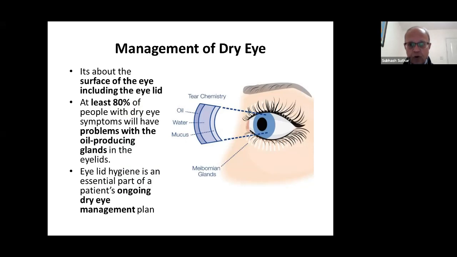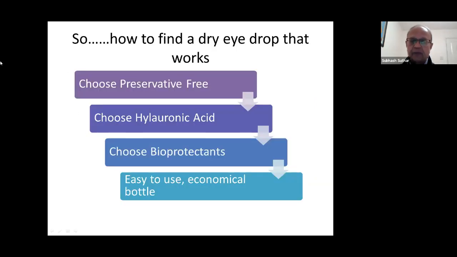So if you wash it with warm water or tolerably hot water with a flannel cloth or a clean cloth, remember, close your eyes, wash it downwards towards your cheek by applying gentle pressure, and it will clear the eyelid margin. This is part of an ongoing dry eye management program. But we still need to get that film back to its normality.